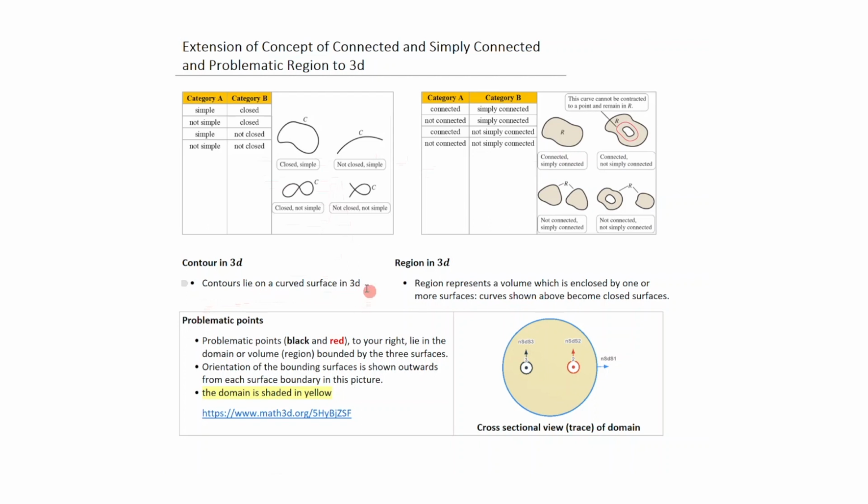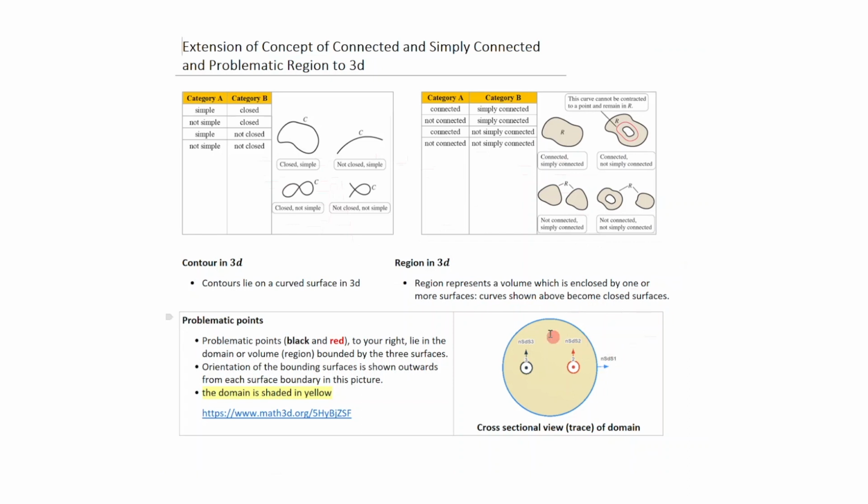So if we're going to invoke Stokes' theorem, then we're dealing with contours. A region in 3D represents a volume which is enclosed by one or more surfaces. All right, so this would be if we're invoking the divergence theorem. So up here, for instance, you could say that the curves shown above become closed surfaces. So if I were, for instance, to take a trace of a 3D object, then what would I be seeing? I'd be just seeing a contour, but that contour actually lies on the surface. So it's a simple way of visualizing things.